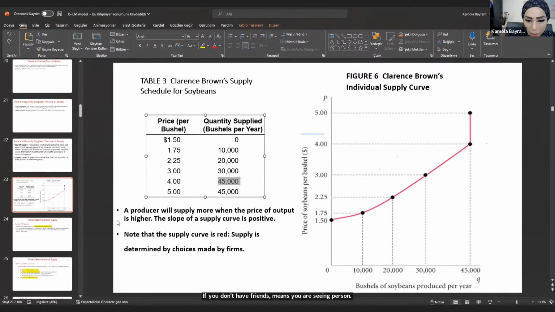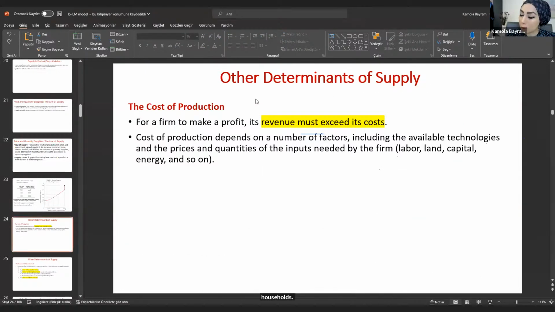Well, okay, note that supply curve is red. Supply is determined by choices made by firms. Meanwhile, demand is determined by choices made by households. Well, now, other determinants of supply. So the price of the good is main determinant. However, we saw in the demand side that in demand curve, the price will change only the move along the line. Same with supply. The change in price will just lead to the move on the line itself.